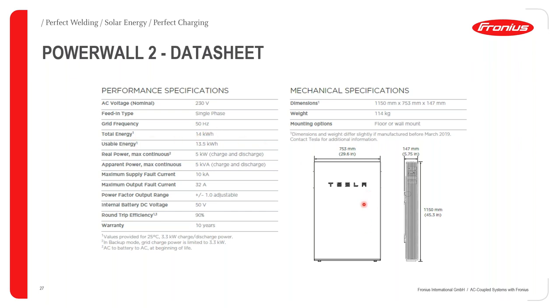The total energy capacity of this Tesla Powerwall in terms of battery storage is 14 kilowatt hours, of which 13.5 is usable energy. What's very important to note here is the real power, which is 5 kilowatts. This means you can only attach a 5 kilowatt Primo to a Tesla Powerwall. You then also have your 5 kVA, which is your apparent power. Your maximum supply fault current is 10 kiloamps. Your maximum output fault current is 32 amps. Your internal battery DC voltage is 50 volts, so again, it's a low voltage system. Your round trip efficiency, with all conversions taken into consideration, is 90%. The warranty on the Tesla Powerwall is 10 years.